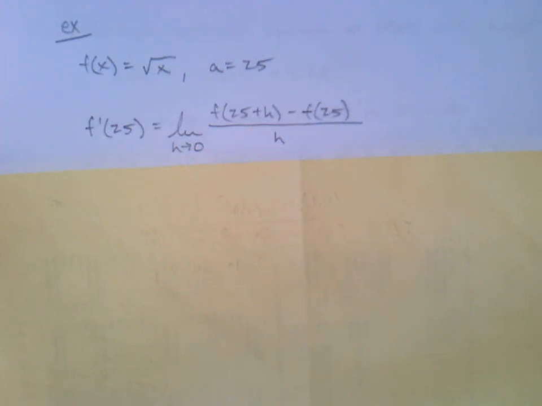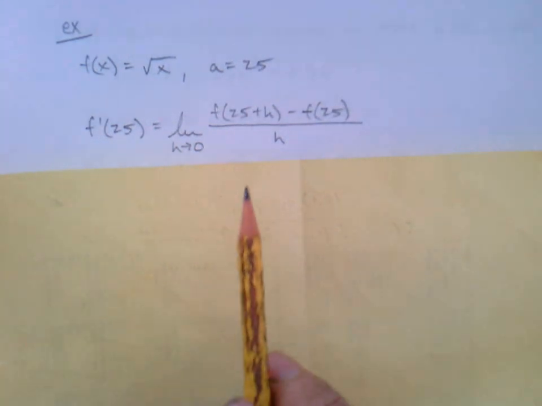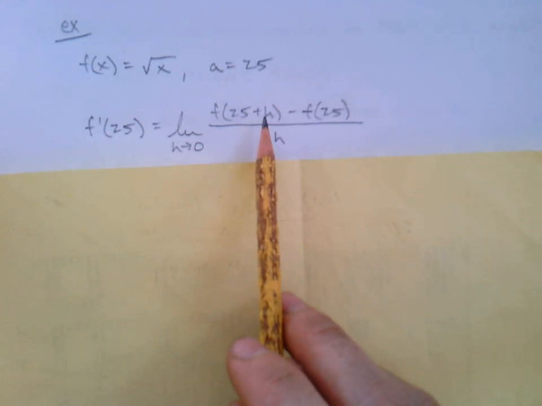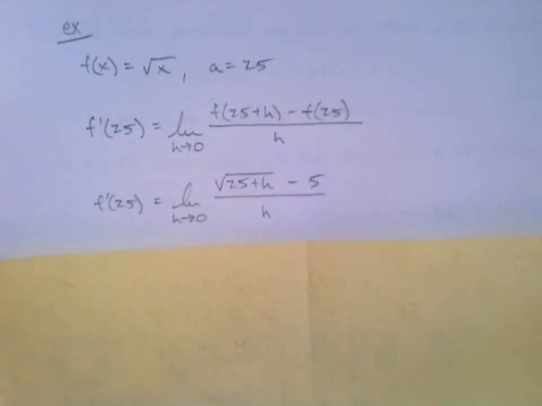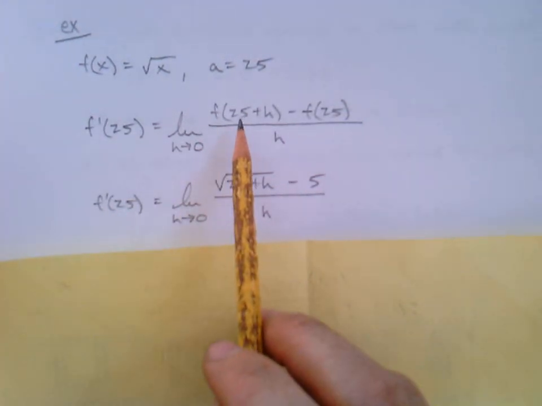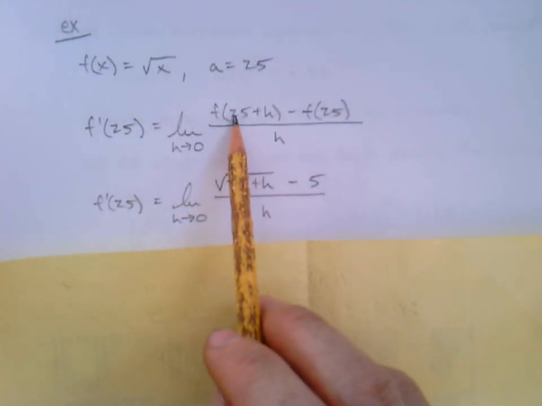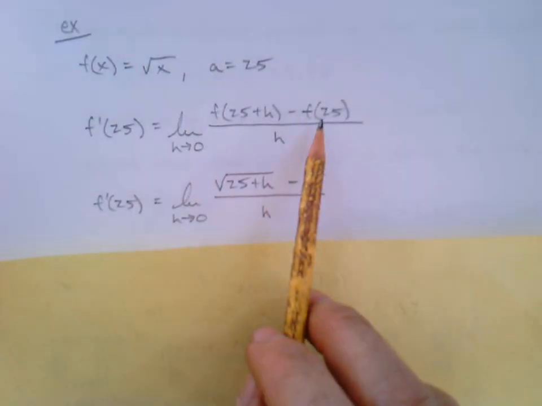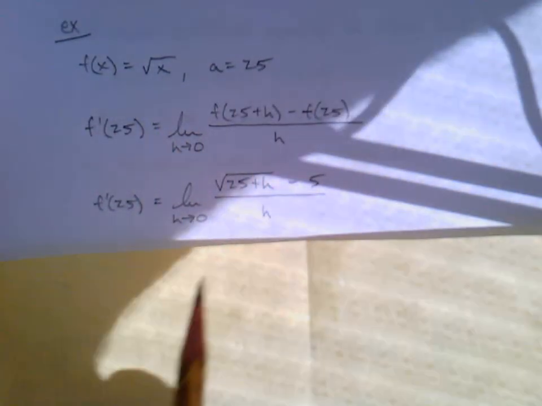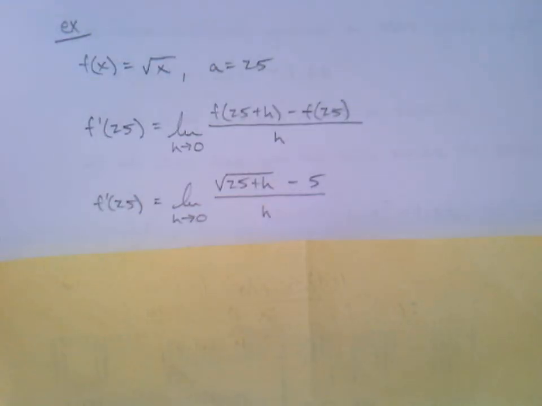Okay. Well, what should we do? There's not a whole lot to do here. We're just going to kind of keep moving along. There's no work on the side we need. F of 25 plus h, well, we're just going to put that right in there into that square root. And f of 25, well, you know, we can see that that's going to be 5.